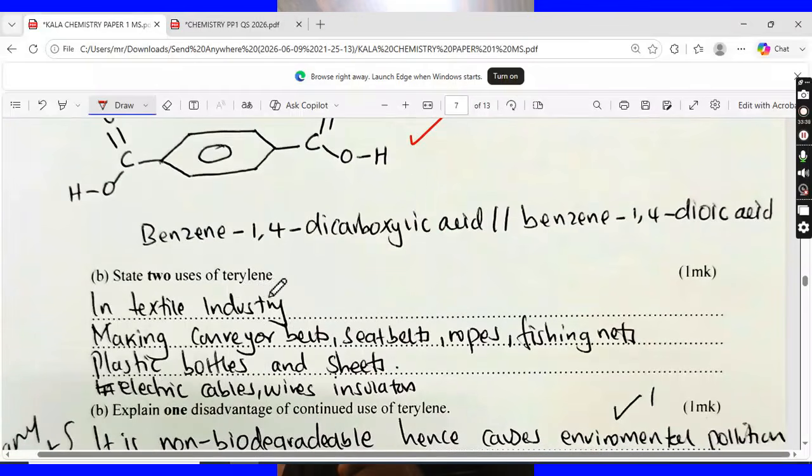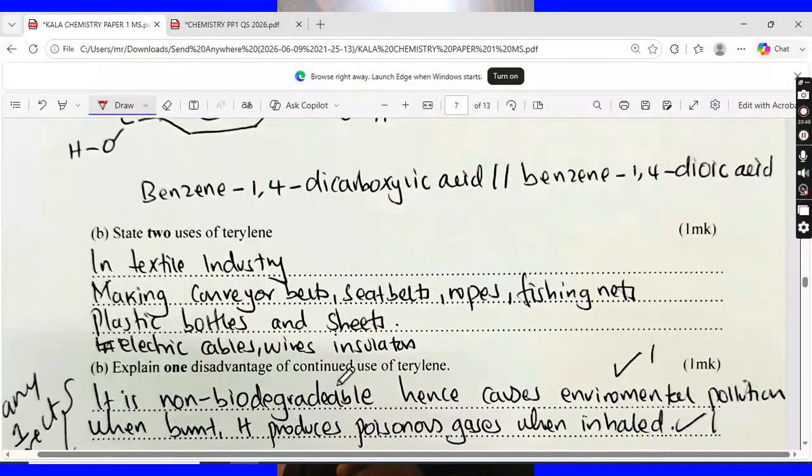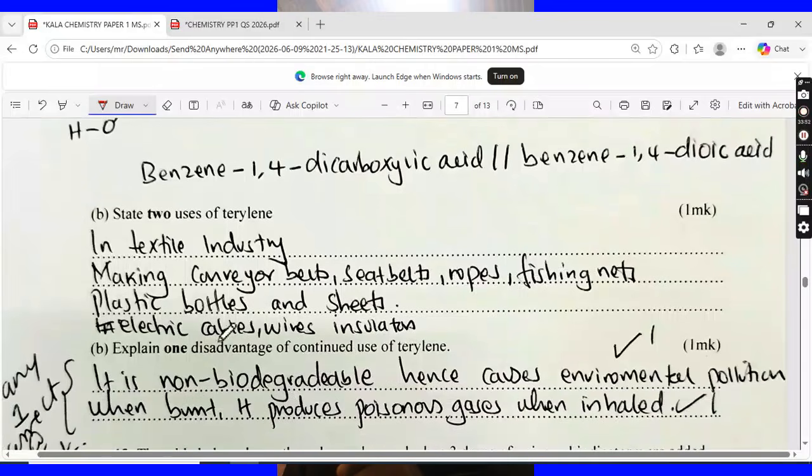State 2 uses of terylene. Terylene is used in the textile industry, making belts, seats, ropes, fishing nets, etc. Electric cables, wire, insulation, plastic bottles and sheets. That is the uses of terylene. Explain one disadvantage of the continued use of terylene. These ones are non-biodegradable, therefore they cause environmental pollution.